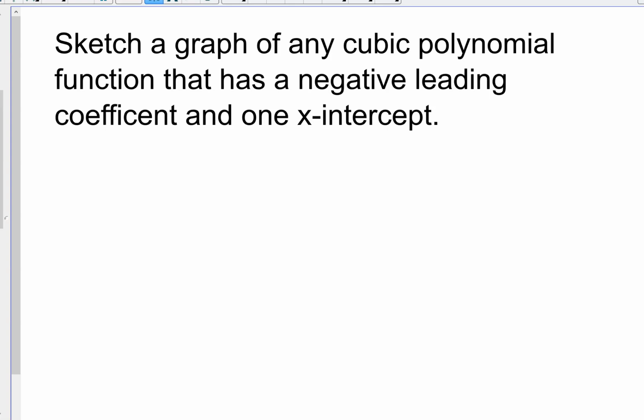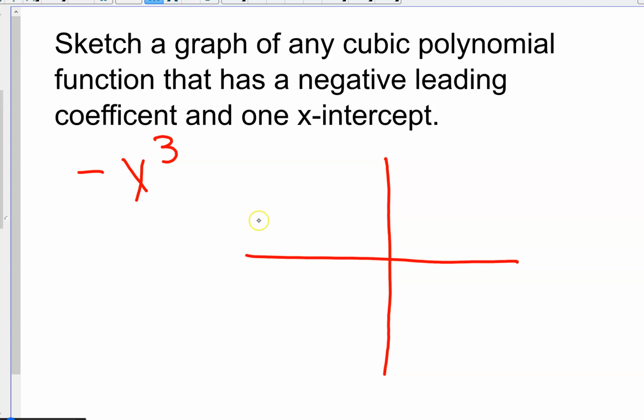Okay, next one. Sketch a graph of any cubic polynomial function that has a negative leading coefficient and one x-intercept. So this is going to be a negative, and it's going to be a cubic function. And so it has one x-intercept, which means it has two non-real solutions. So it's only going to cross the x-axis once. So if I were to do that, you could make that look like this.